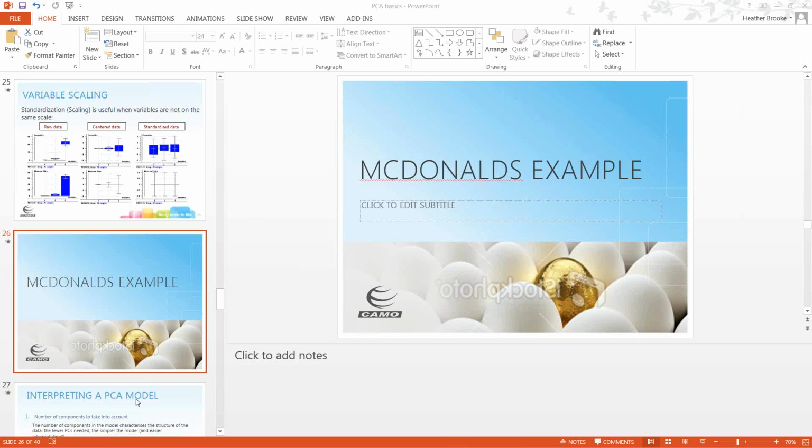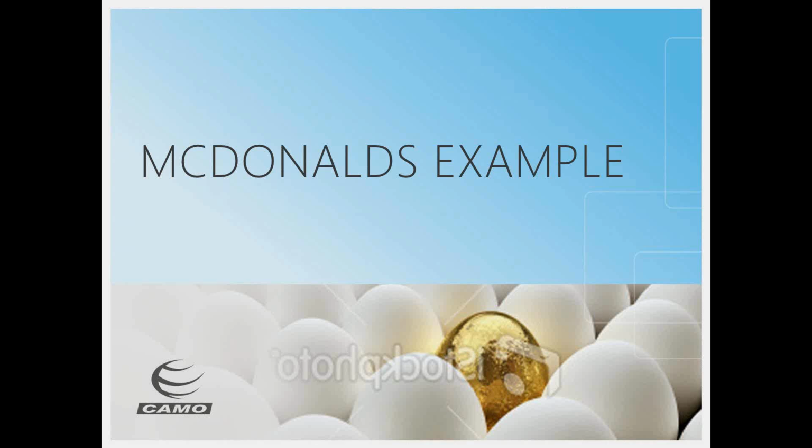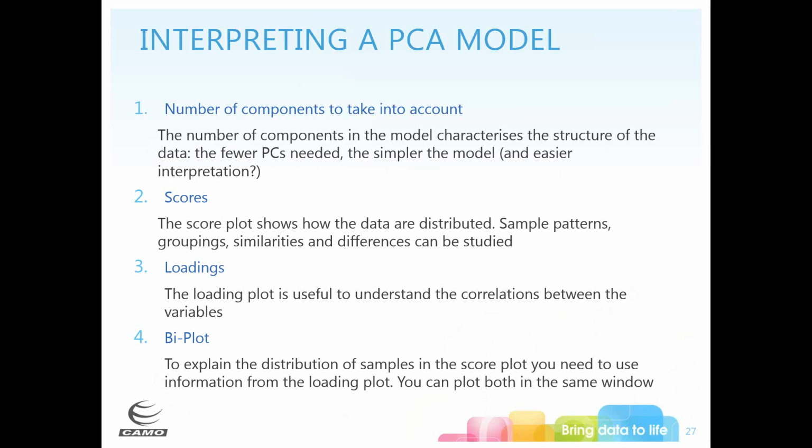So we talked about this a little bit already, but how exactly do we interpret our models? The first thing you want to do is take into account the number of components that you want to look at. And I'll break this down a little bit more in the later slides. Then we're going to look at our scores. You want to make sure that your scores are evenly distributed. Look for any patterns. Are there any groupings or similarities? And that's what we just did.